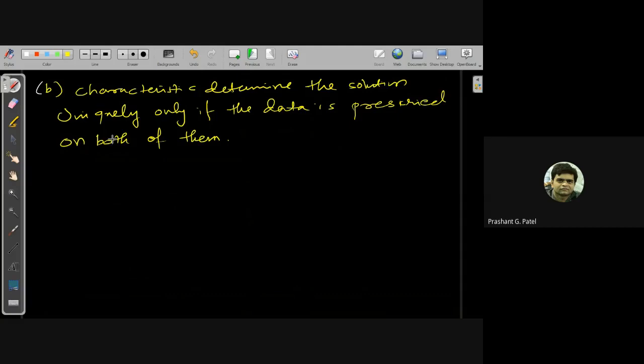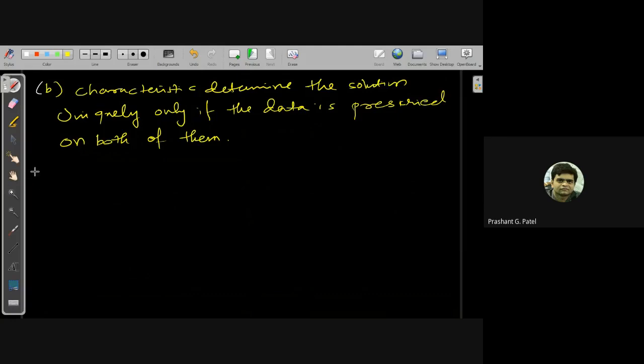That means the data will be described in both situations. That means for the small g and capital G, both the data is given, then you are able to describe what the solution is.